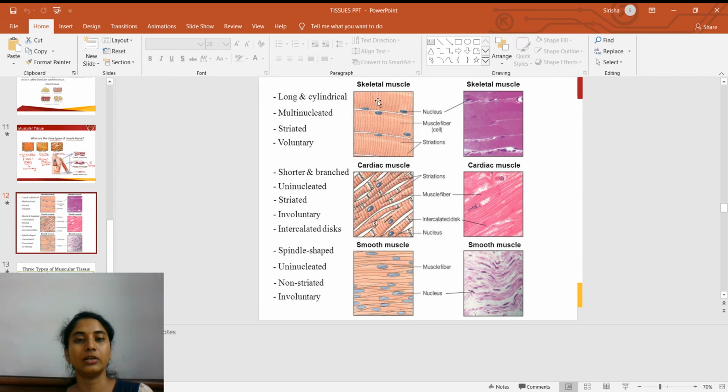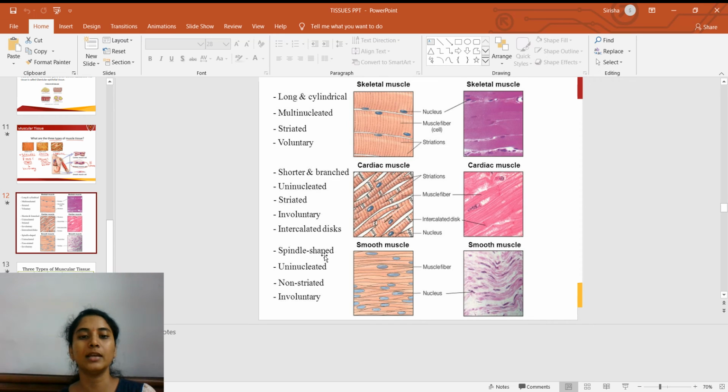The shapes and structures of these muscular tissues are given here. Skeletal muscular tissue is long and cylindrical. They contain stripes, so that is why they are called striated, and they are voluntary muscles. Next is cardiac muscles. They are striated, of course, and they are involuntary. The heartbeat is not in our hands. That is why this is called involuntary, and they are shorter and branched. They contain intercalated discs, which are shown in the form of curved lines here. They are called intercalated discs.